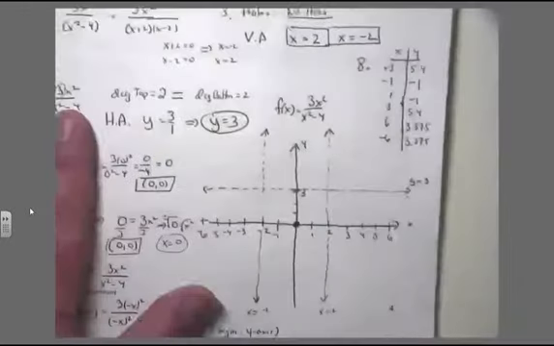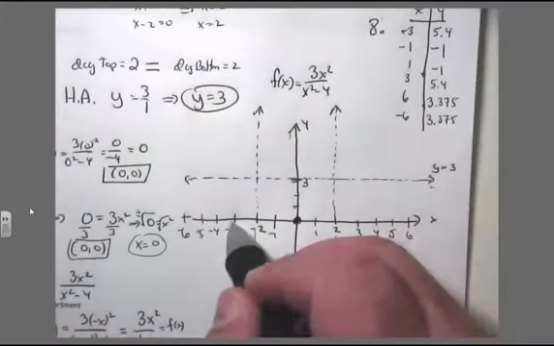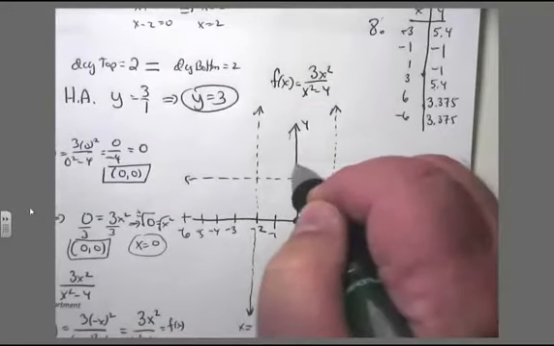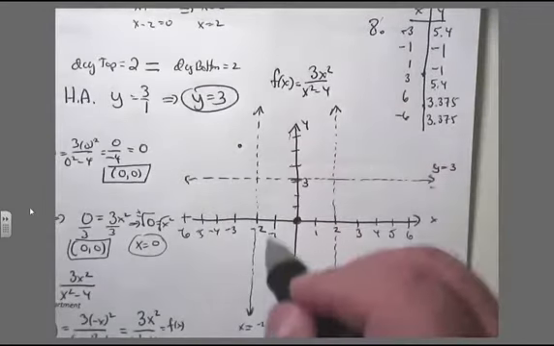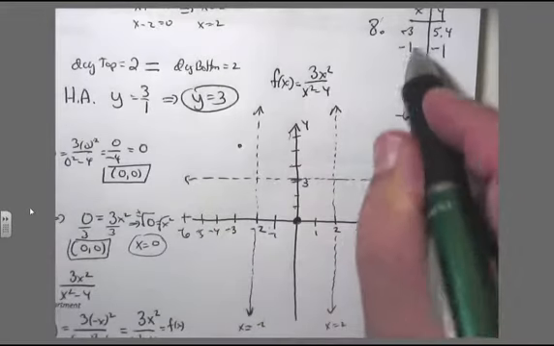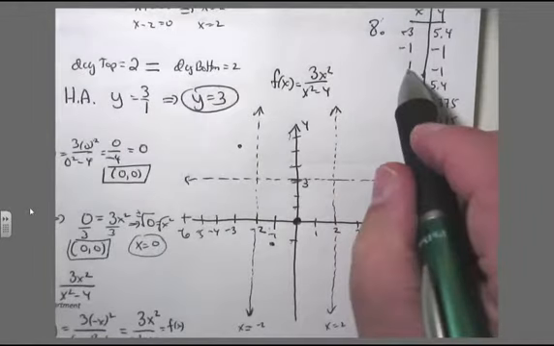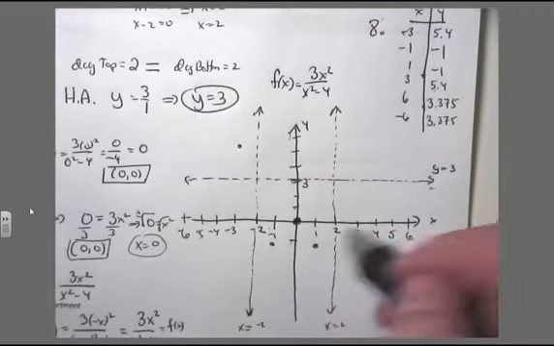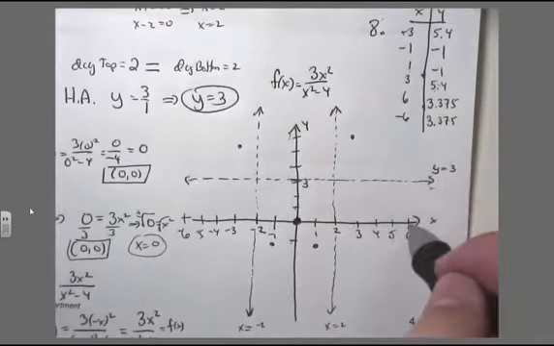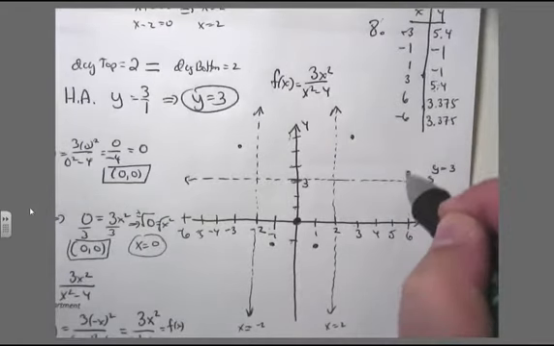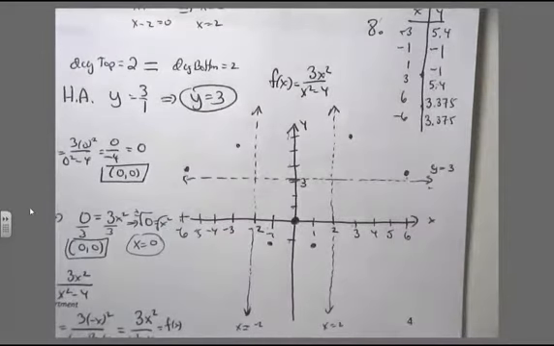So, I plotted these points. Let's plot them out. -3, 5.4: 3, 4, 5, 6, 5.4 would be right about there. When x is -1, I get -1, so -1 would be here. At 1, I get -1. At 3, I get 5.4 right up here. At 6, I get 3.75. Here's 3, 3.75 is just above it. At -6, I also get positive 3.75.